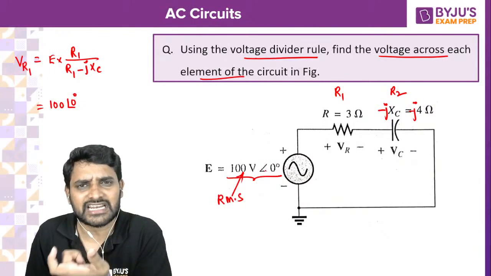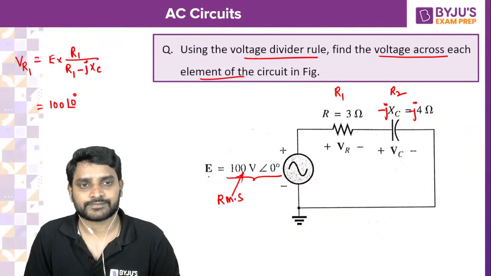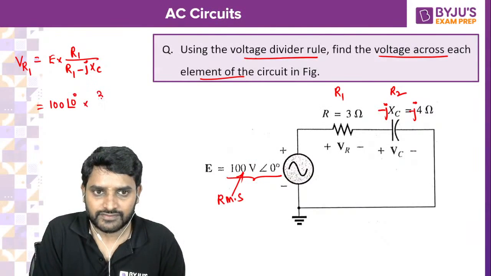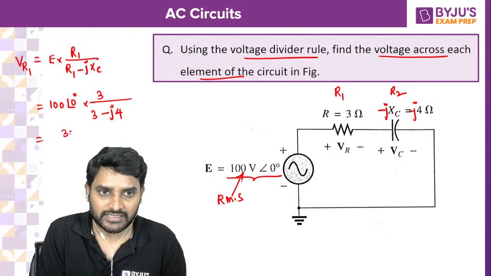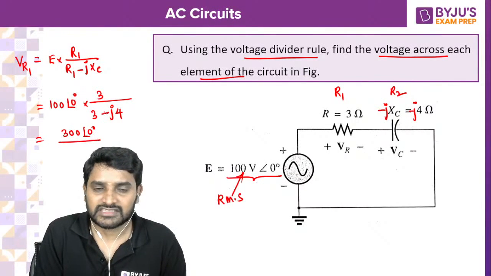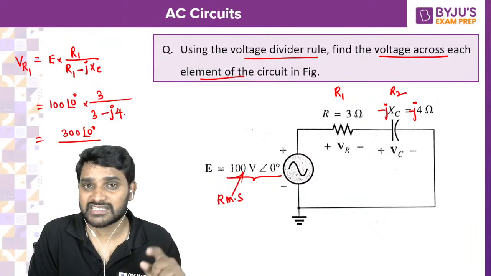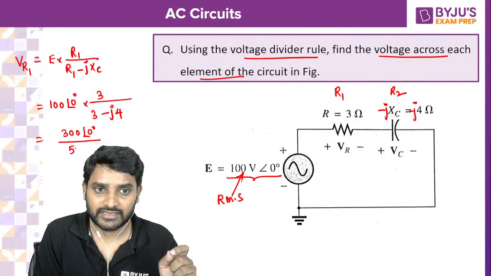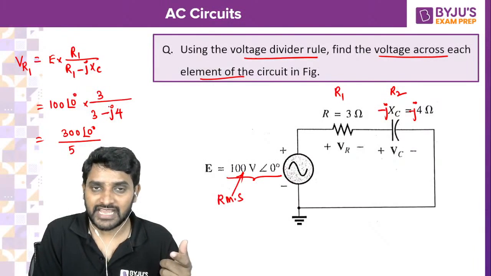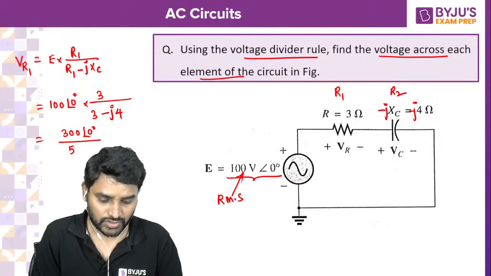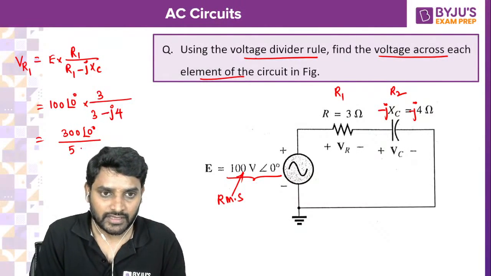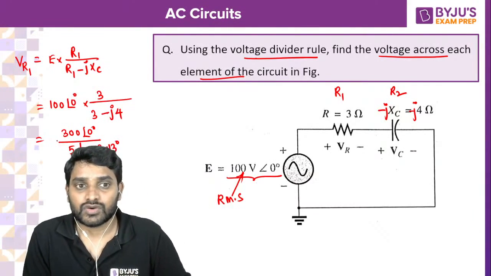But if it is given simply as R at an angle theta, it is the RMS value. 100 into R1 divided by R1 is 3, so 3 minus j4. I can write now 100 into 3, 300 at an angle 0, divided by 3 squared plus 4 squared, 9 plus 16, 25, root of 25 will be 5, and 5 at an angle tan inverse of 4 by 3. Can you tell me what is tan inverse of minus 4 by 3? Do not forget the minus. If you forget minus, gone case. Minus 53.13 degrees.